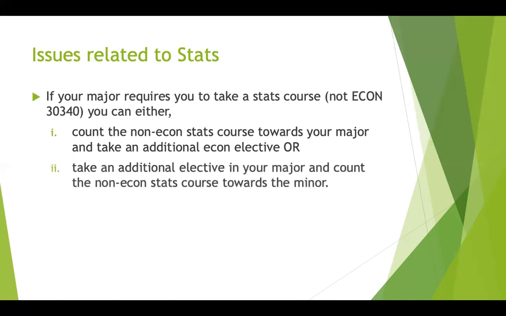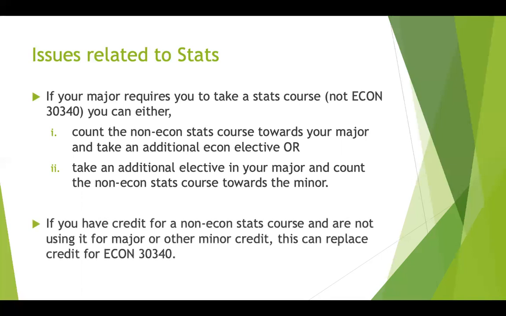Or you could take an additional elective in your major and count that non-econ stats course towards your minor. So continue with this example of a psych major with a business econ minor. If you choose to, you could use the psych stats towards your minor and take an additional psych elective instead. Both of those are viable options.